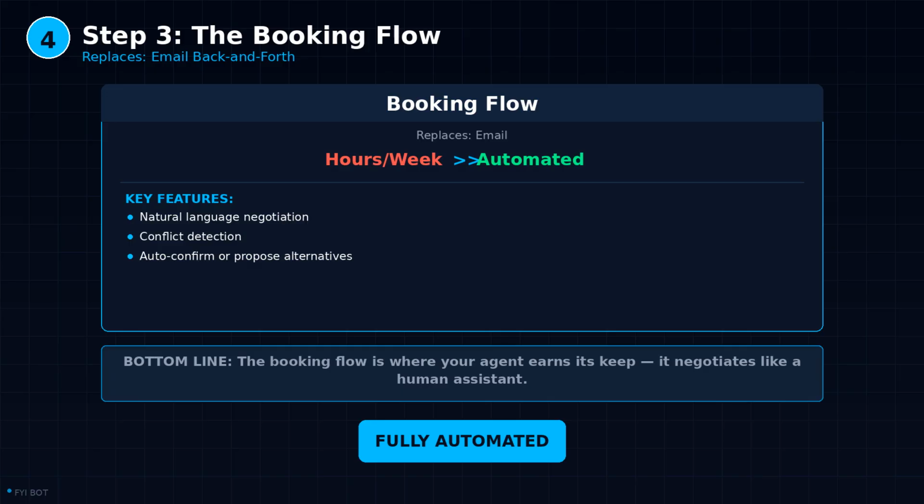Now here is an important design decision. Do you want your agent to fully auto-book, or do you want it to propose and wait for your approval? For most people, I recommend a hybrid approach. Auto-book meetings with trusted colleagues and recurring contacts. Require your approval for external meetings or anything over 30 minutes. You can set this per contact or per meeting type. That balance gives you the convenience of automation while keeping control over your schedule.